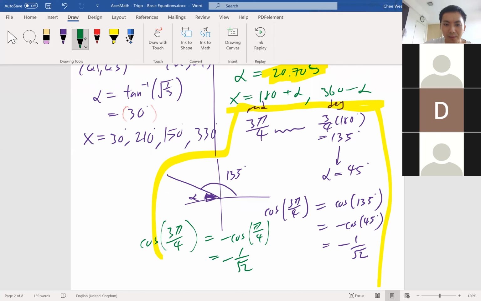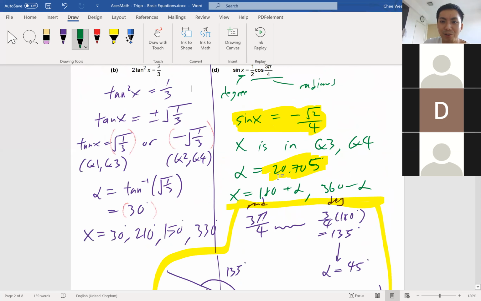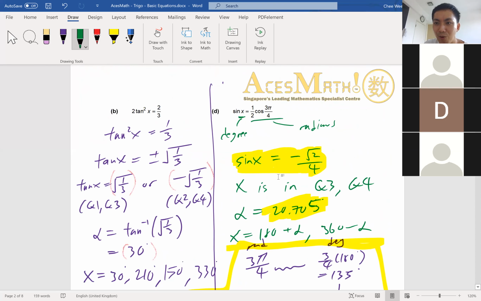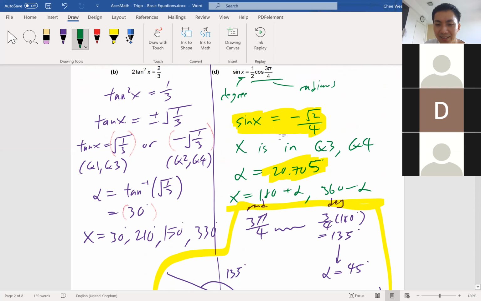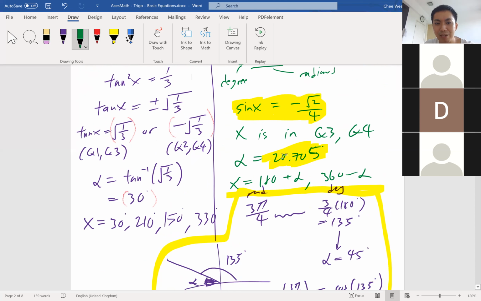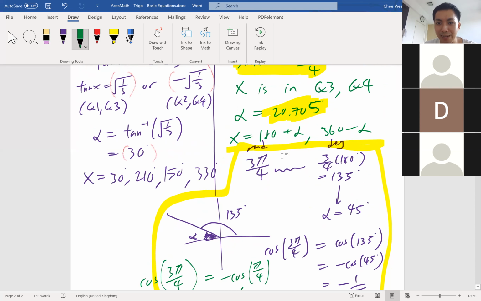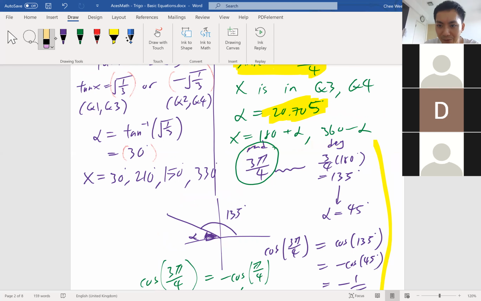Mr. Lu, can you explain again? I don't really understand the part that you highlighted. The green one or the purple one? The purple one. Essentially, what I'm trying to say here is if you need to evaluate cosine 3 pi over 4 without using a calculator at all. 3 pi over 4 starts off as a radian. I want to convert it into degrees first for you all to understand better. In degrees, it's actually 135 degrees.